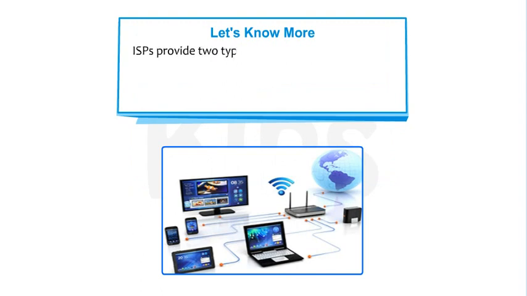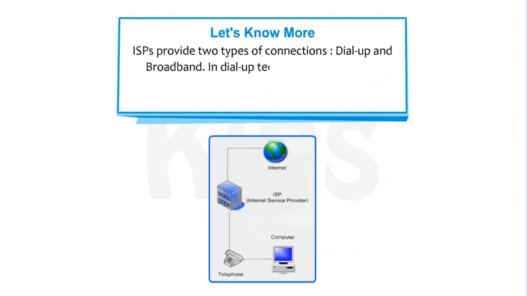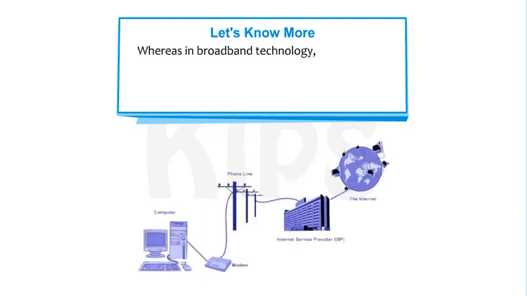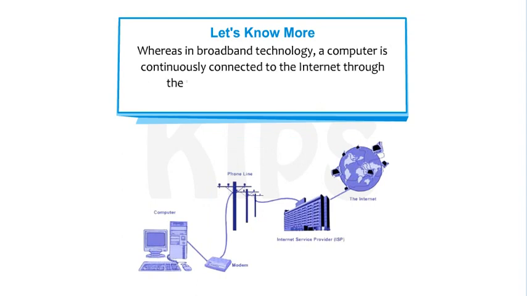Students, let's know more. ISPs provide two types of connections, dial-up and broadband. In dial-up technology, you have to dial a number to connect to the internet through an existing phone line. Whereas in broadband technology, a computer is continuously connected to the internet through the phone line. It provides high-speed internet access.